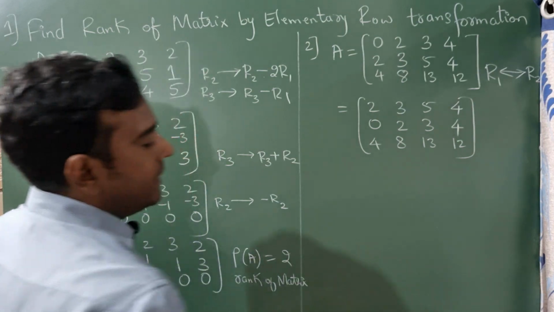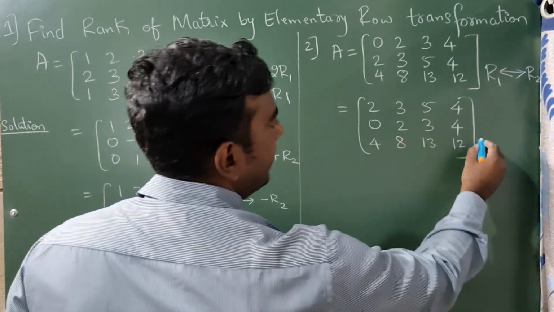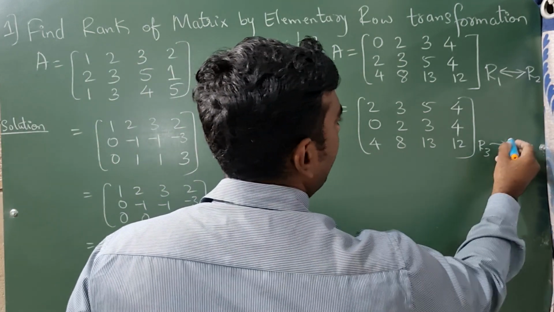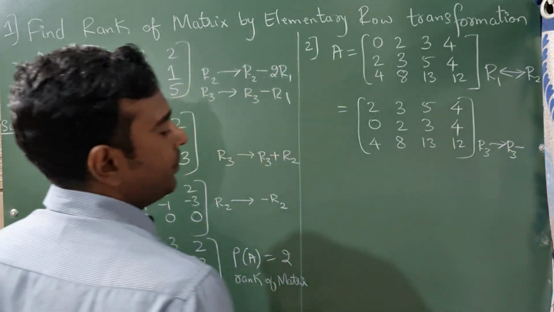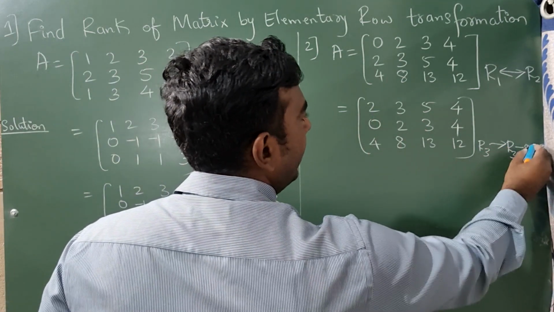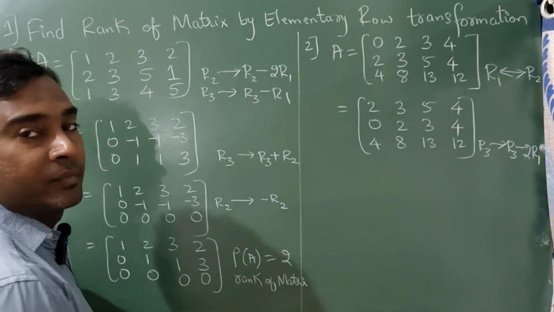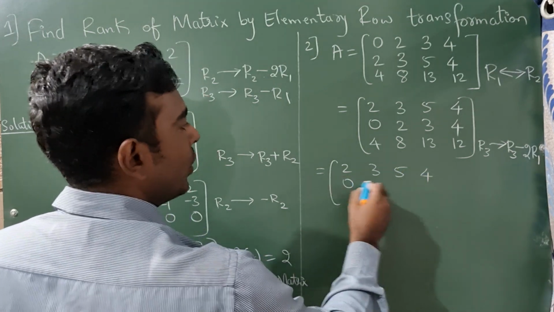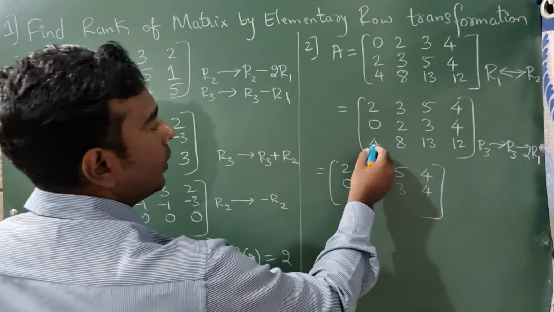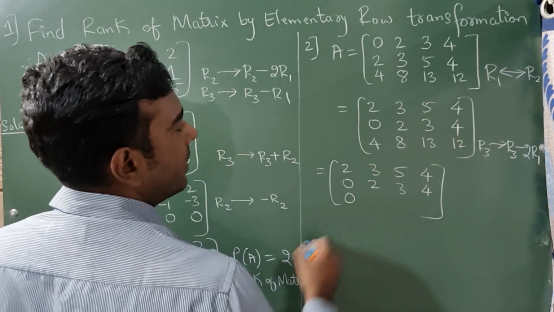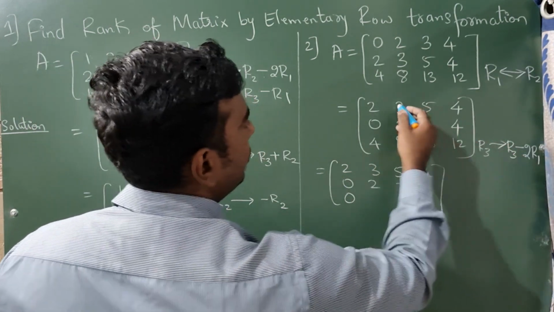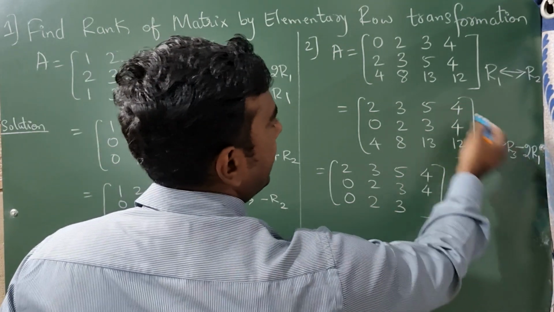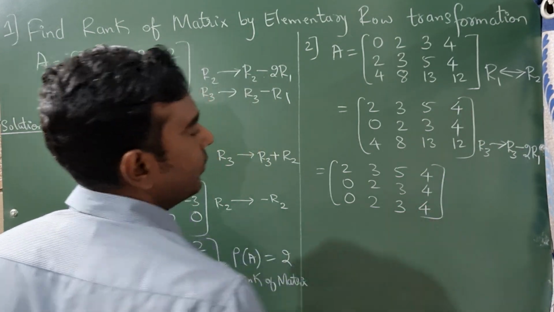Now keep R1 as it is. In R3, make this element 0. So R3 minus 2 into R1. Row 1 write as it is, row 2 write as it is. 4 minus 2 2s is 4, so it will become 0. 8 minus 2 3s is 6, it will be 2. 13 minus 5 2s is 10, this will be 3. 12 minus 2 4s is 8, this will be 4.